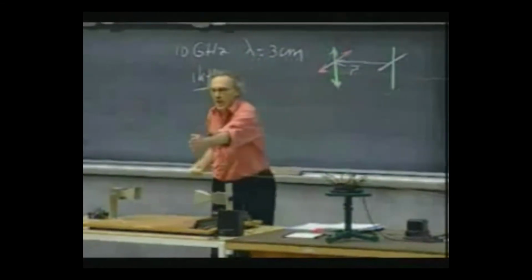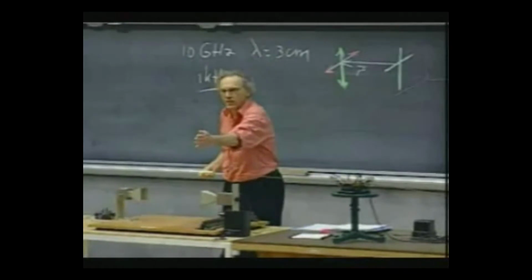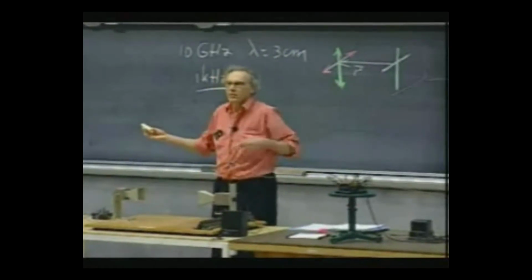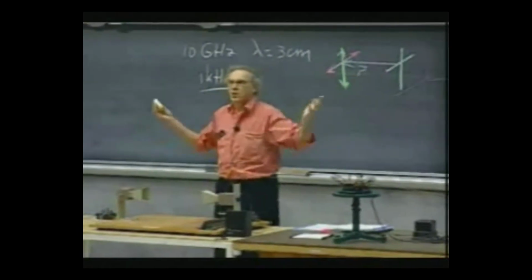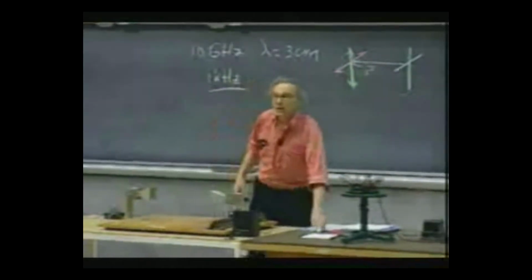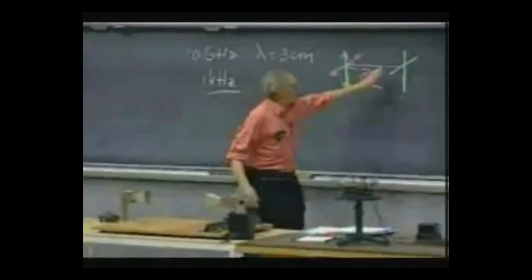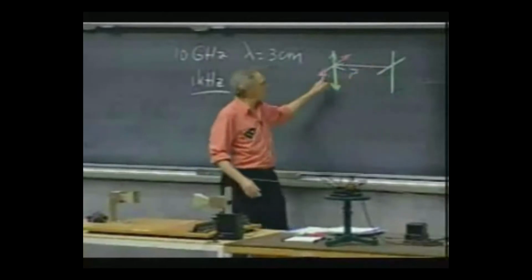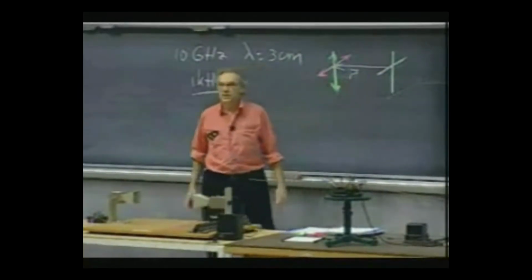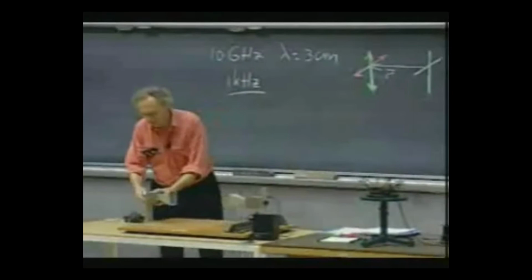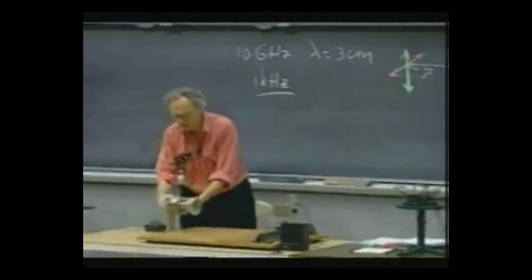But the receiver doesn't like that, because the antenna of the receiver is like this. So it cannot drive any current, and you won't hear anything anymore. What it means is that I have changed the direction of polarization by 90 degrees, and the receiver cannot see that. I'm going to rotate it now 90 degrees.